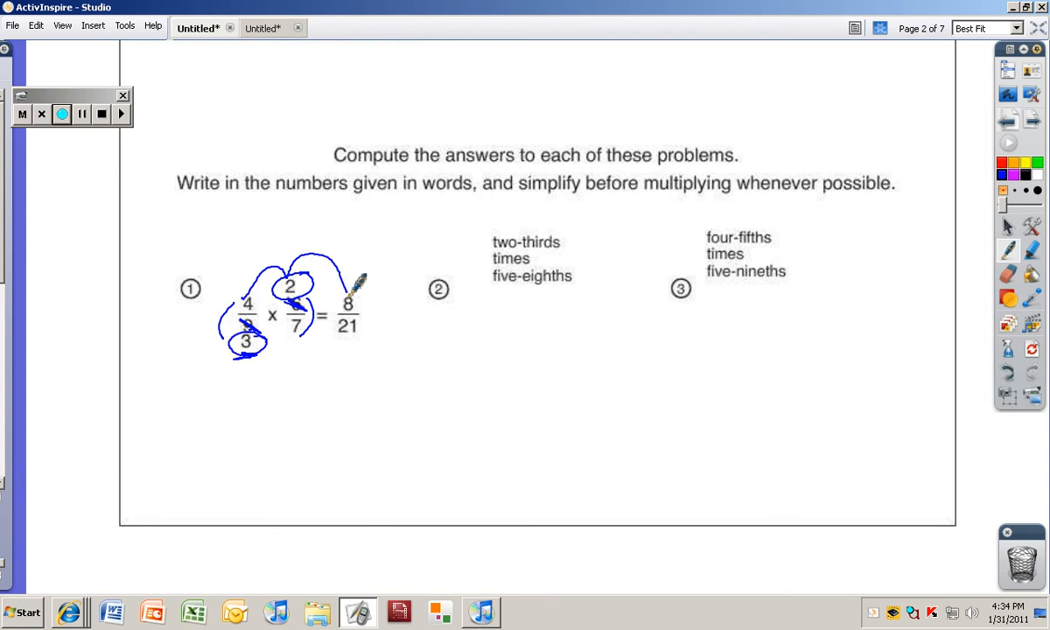4 times 2 is 8. 3 times 7 is 21. 8/21sts. Okay, the next one is 2/3 times 5/8. Pause the video and see if you can cross-reduce that one before you solve it. Here we go.